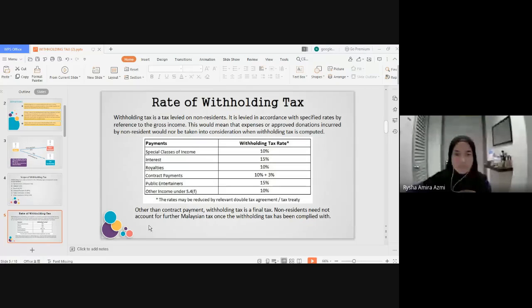Okay, so the expenses or approved donation incurred by the non-resident will not be taken into consideration when withholding tax is computed. As you can see, this is the payment and the tax rate. For special classes of income, the tax rate is 10%, interest 15%, royalties 10%, contract payment 10% plus 3%, public entertainer 15%, and other income under section 4 subsection F 10%. Other than the 3% contract payment, the withholding tax is a final tax. What is meant by final tax is that once you have withheld the tax amount, the non-resident doesn't have to pay any more tax on the same income. It means that we cannot tax them twice on the same income. And the non-resident does not account for further Malaysian tax once the withholding tax has been complied with. Next.